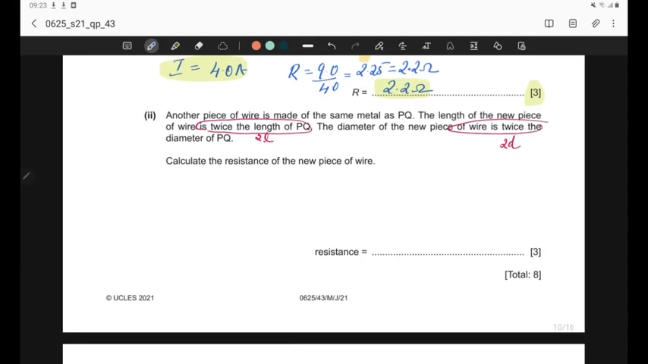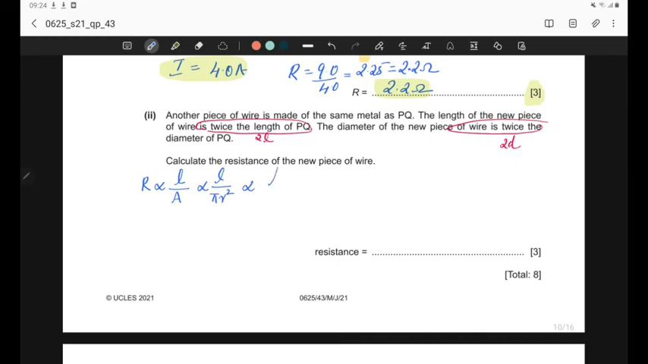In order to know what will happen to the resistance of the new wire, which has double the length and double the diameter, we need to look at the equation of resistance. We know that the resistance of a wire is proportional to the length but inversely proportional to the area of cross section. We can write length over the area of cross section, which is pi r square. But in this question r, the radius, is not given; instead the diameter is given.